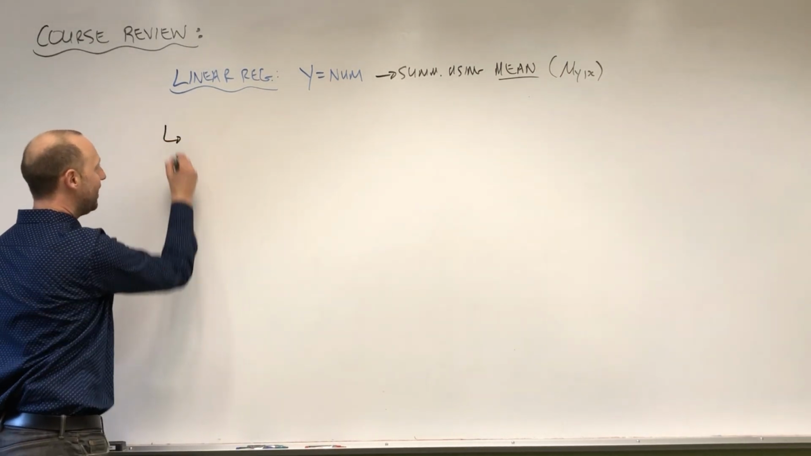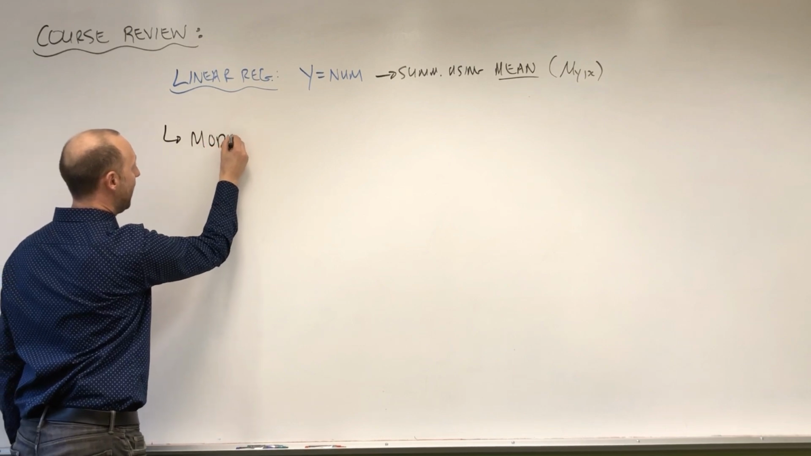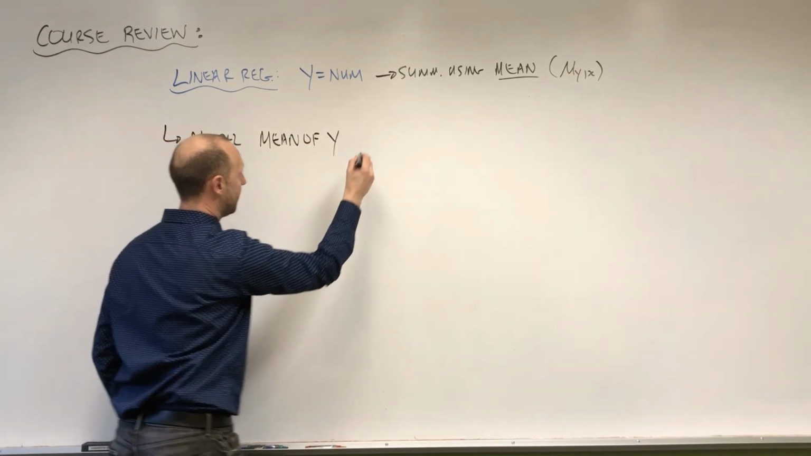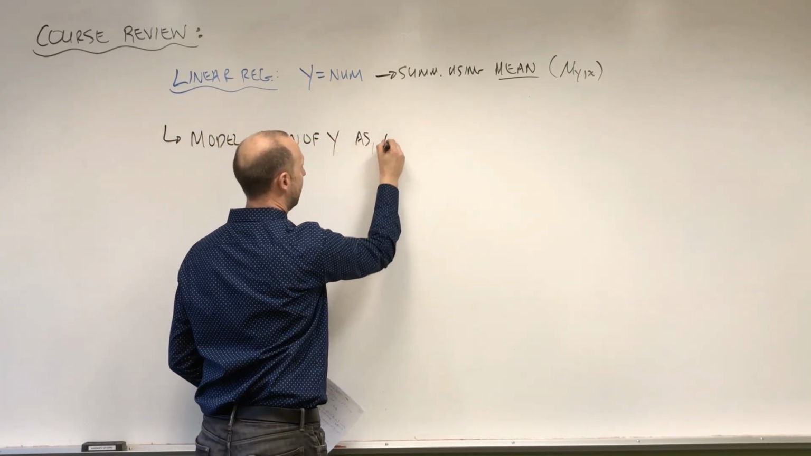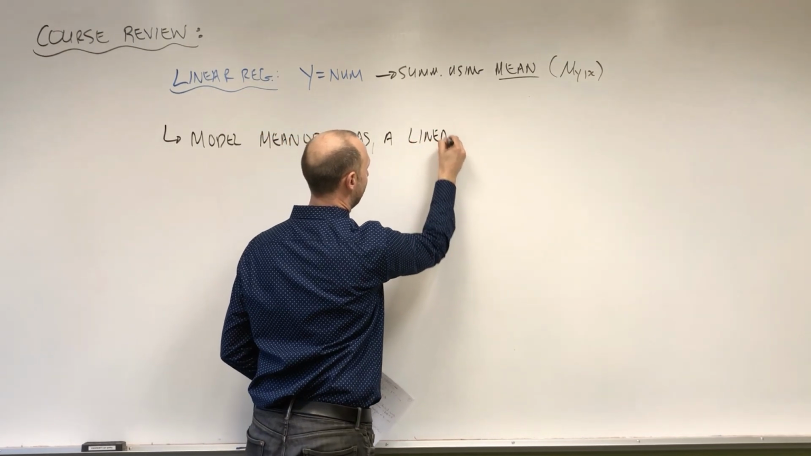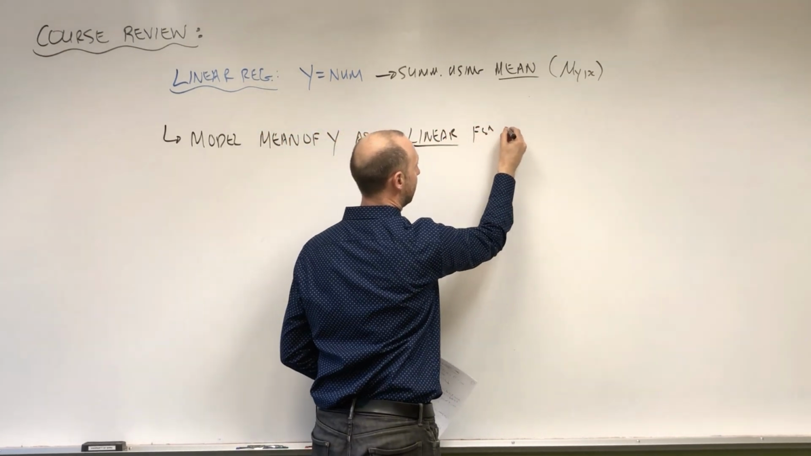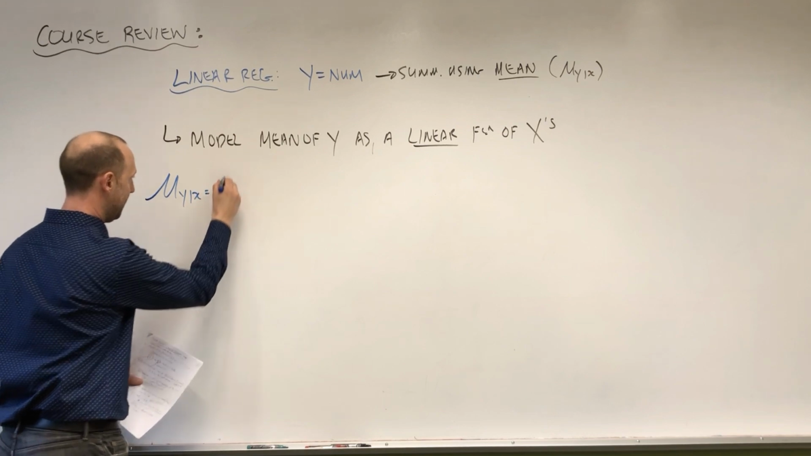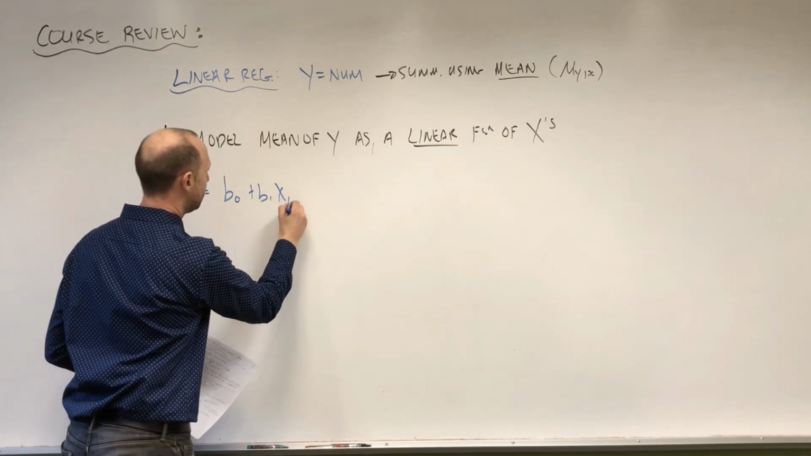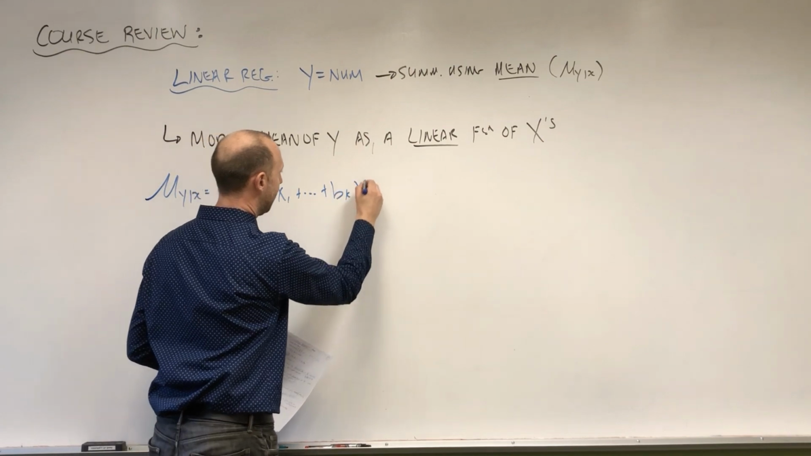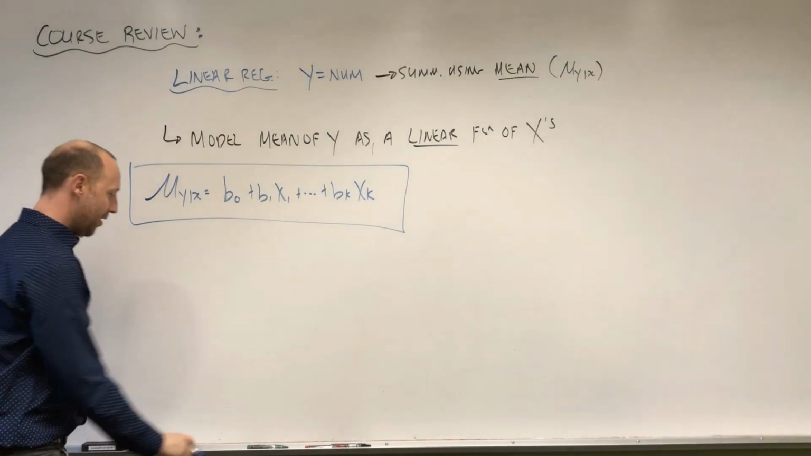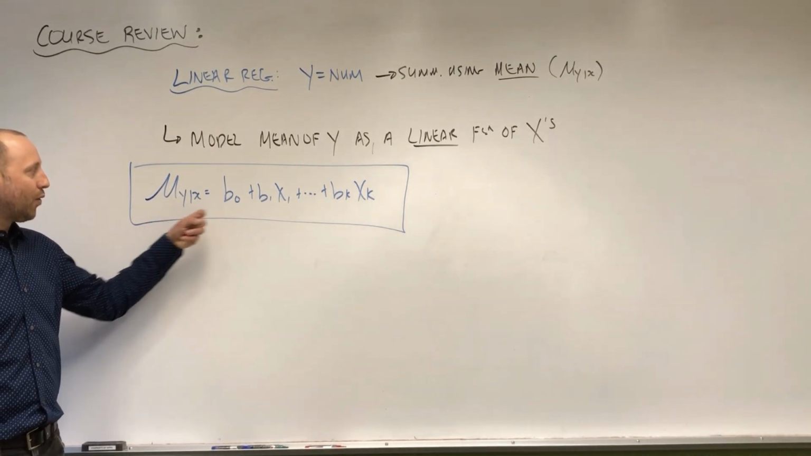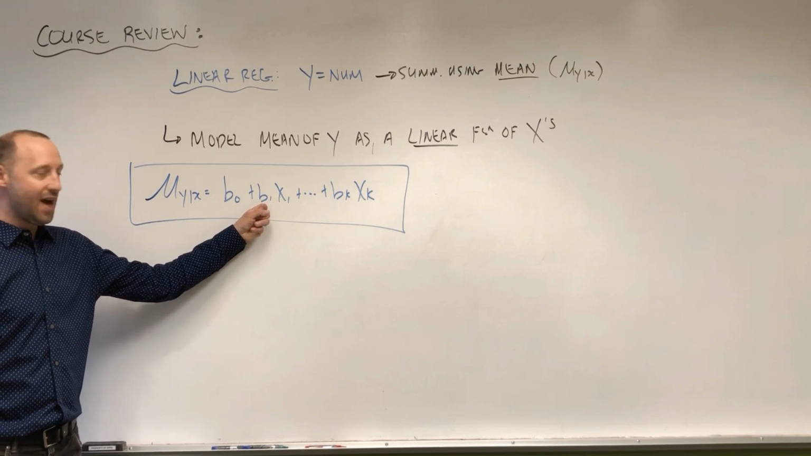And what we learn to do in linear regression is model that mean of y as a linear function of the x variables. The mean of y given x, b naught plus b1 x1 all the way up to bk xk. We can look at the model in this way, regardless of if we're trying to predict the outcome variable, or if we're trying to estimate what effect does x1 have on that outcome.